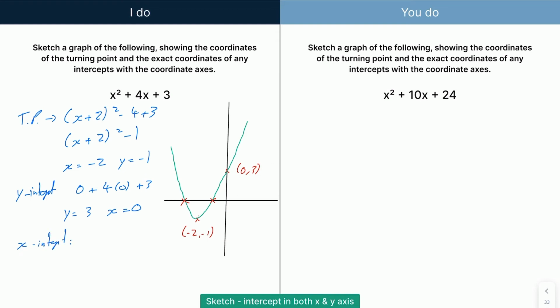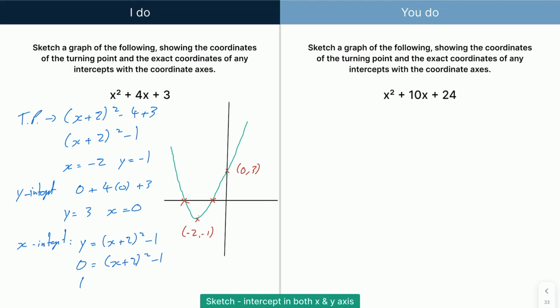x-intercept. Now, the x-intercept happens when the value of y is 0. Now, because we've already completed the square, we can use what we found here. So if I bring that down here, all we're saying is, well, y is equal to x plus 2 squared minus 1. So when it crosses the x-axis, y must be 0. So all we're now saying is, well, 0 is equal to x plus 2 squared minus 1.